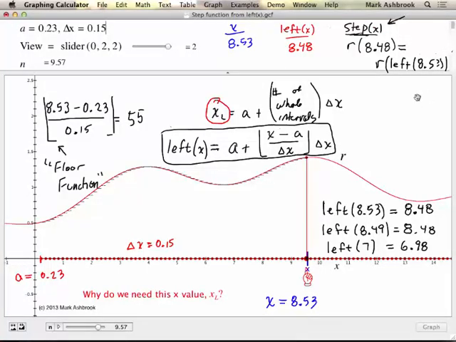So what happens? Let's track it. A current value of x, 8.53. We put it into left, and it gives us the x value at the left side, 8.48. And we take that, and we put it into the rate function, and it gives us that pretend rate at 8.53. So when you found left of 7, what did you use for A and delta x?